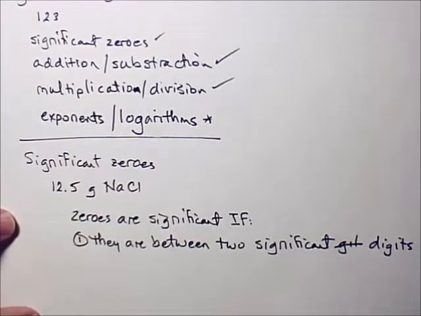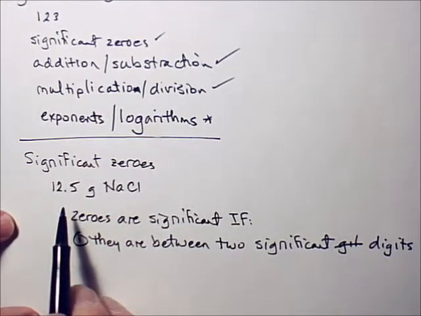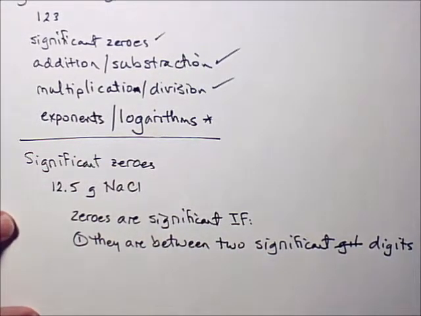Two significant digits. Well, we already said that non-zero digits are significant, right? So you kind of know where we're headed here. If I've got something like, well, we'll get back to that. We'll go to examples in a minute. Let's go to rule number 2, and then we'll come back to number 1 with examples.